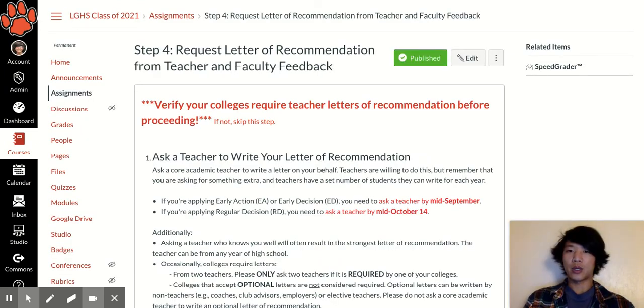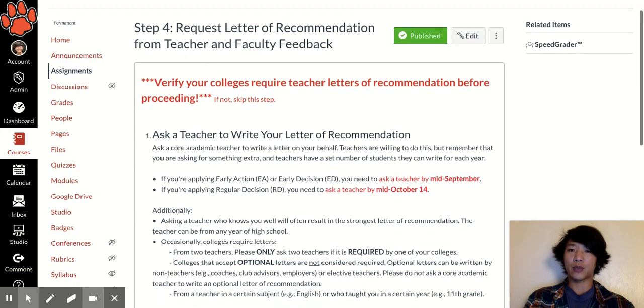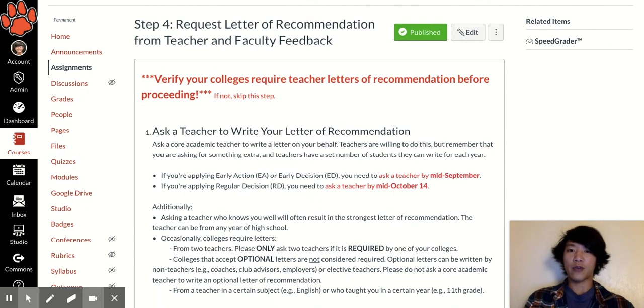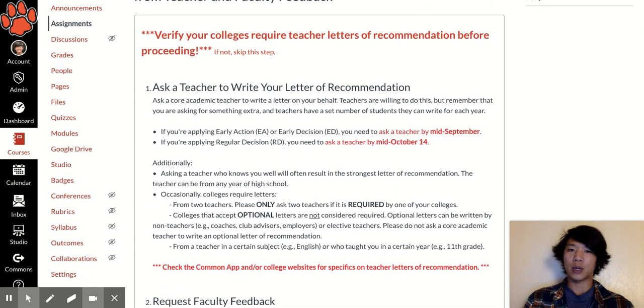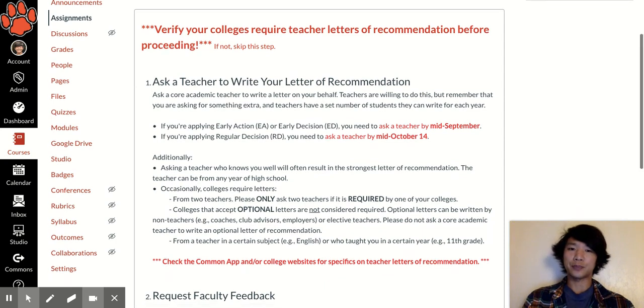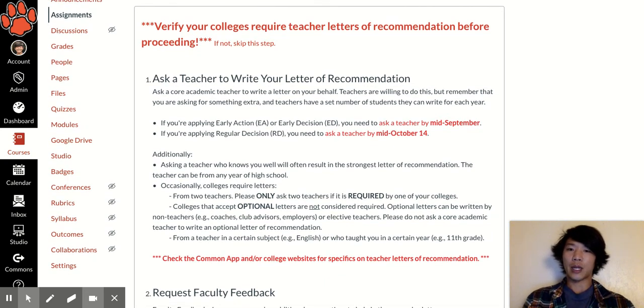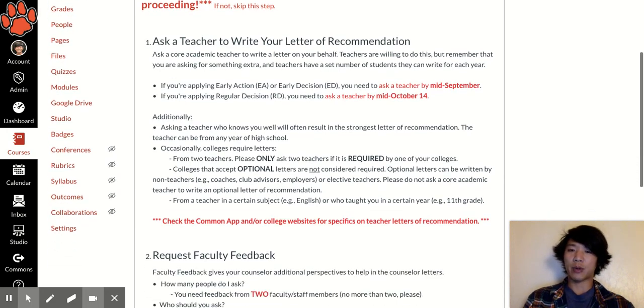Okay, so this is the part about requesting letters of recommendation from your teachers and receiving faculty feedback. First off, verify that your colleges require teacher letters of recommendation before proceeding. If they don't require letters, then please, we want to limit the number of letters teachers need to write to the ones required by universities. If you are applying early action or early decision, you need to ask and confirm with a teacher by mid-September. If you're applying regular decision, you need to ask a teacher and confirm by mid-November.